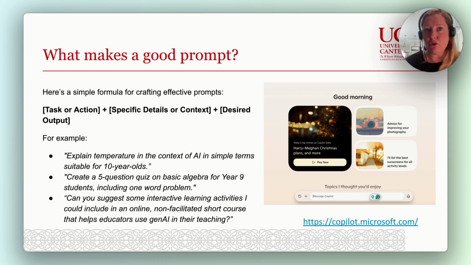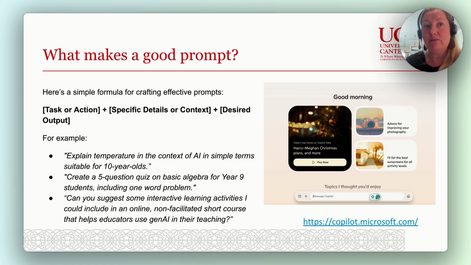The first step in getting the tool to develop what you're looking for is being very clear on your goal. Explaining the task or the action you want the AI to perform helps it with the output. So, for instance, instead of saying, I want an interactive activity that I can use to teach generative AI to educators, you might want to expand on that and give it more detail. So, a better prompt would be, can you suggest some interactive learning activities I could include in an online facilitated short course that helps educators use generative AI in their teaching?